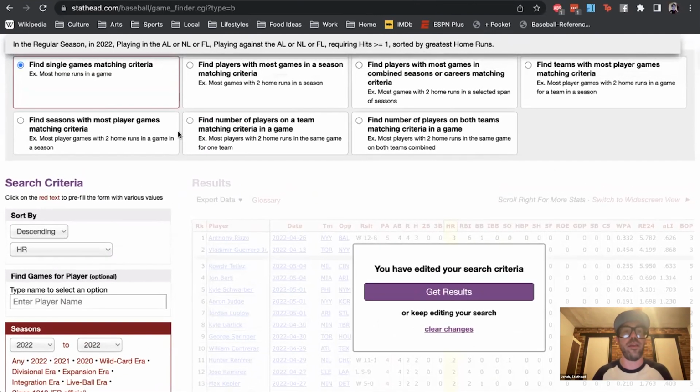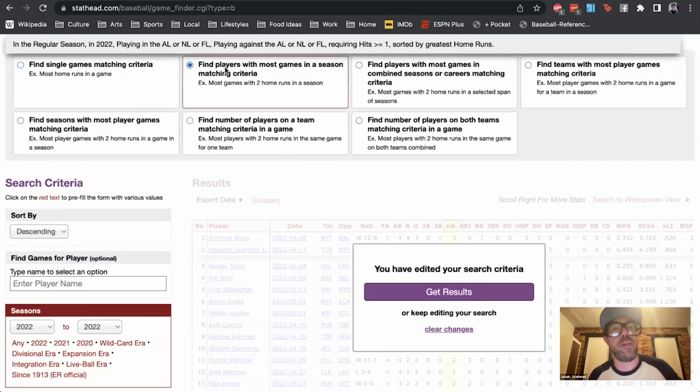So I don't just want single games matching criteria, because that's just going to give me a list of every single player game with one home run. I want to see who did this the most. So I'm going to go to find players with the most games in the season matching criteria. And then I'm going to run this search.